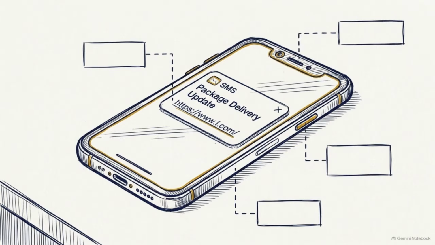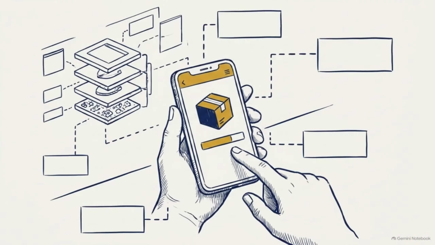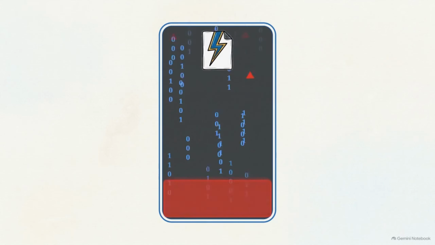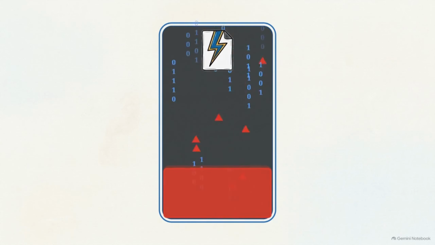Picture this. Your phone buzzes with a text alert for a package delivery. You tap the link, a shipping site loads, and you dismiss it as simple spam. In the background, that single interaction has already initiated an automated sequence for unauthorized code execution.